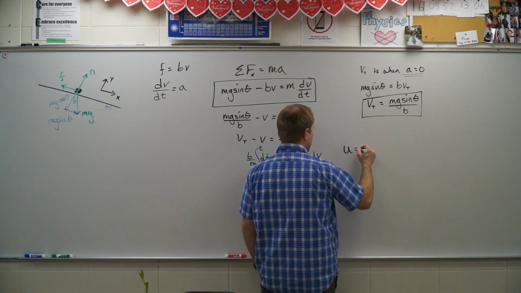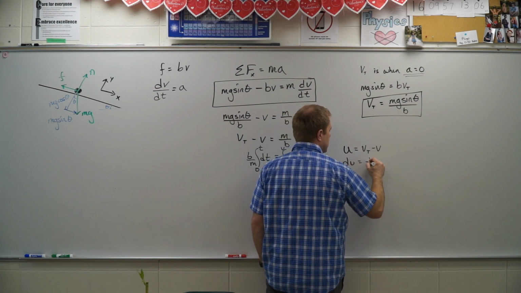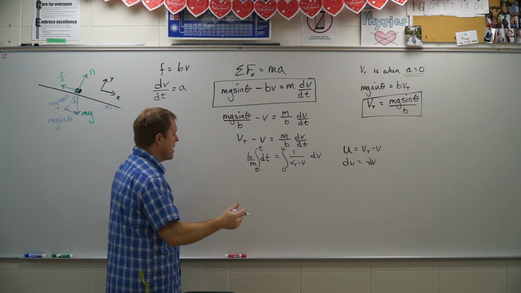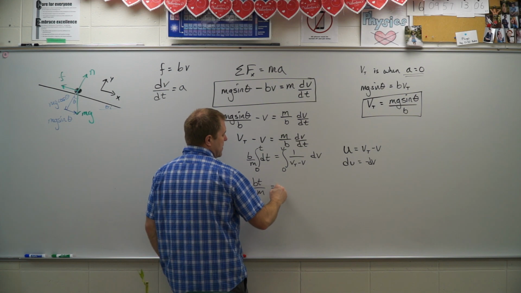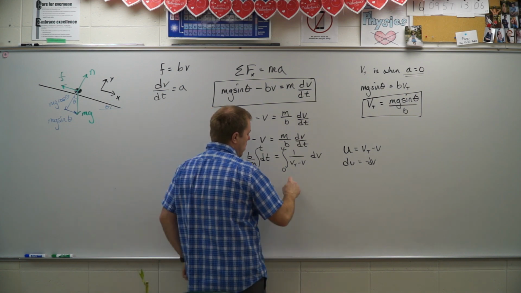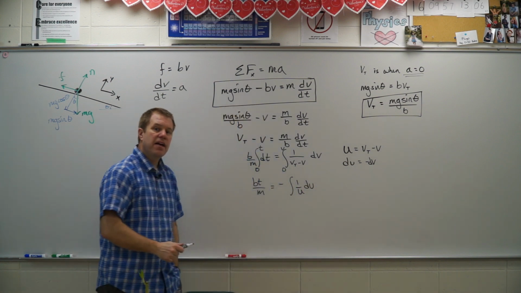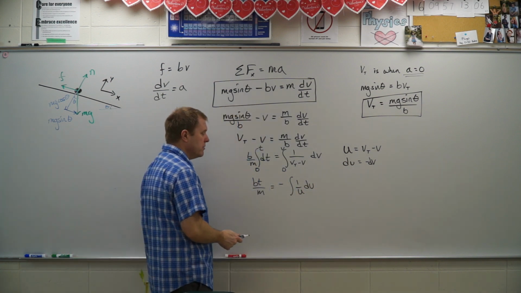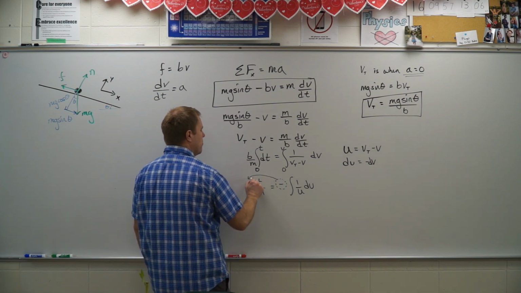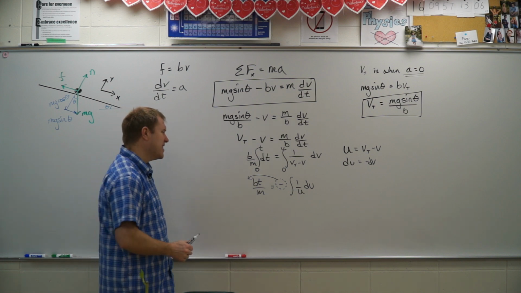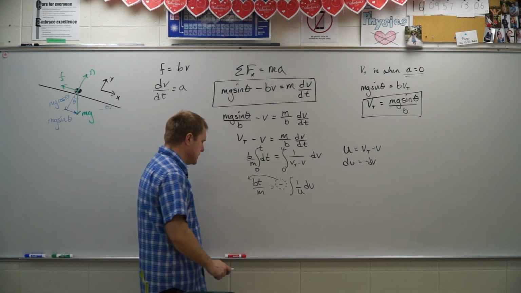So I'm going to say u is equal to vt minus v. So then du is equal to negative dv. Okay, so we make our substitution. So over here I have bt over m. On this side I have a negative 1 divided by u du. There I'm seeing my natural log function pop out. I am going to move this negative sign over to the other side as well. This is a thing that makes it a lot easier, but can easily be missed.